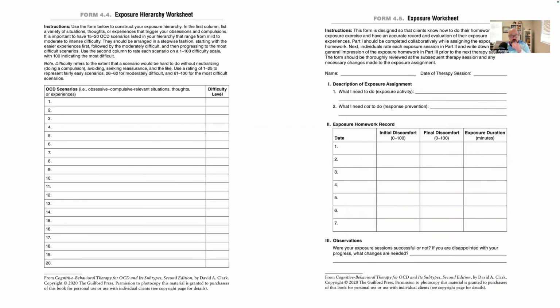Here's what the exposure sheets would look like. I got this out of Cognitive Behavioral Therapy for OCD and its Subtypes by David A. Clark. So, each exposure worksheet: first, on the left here, you'll build an exposure hierarchy with the client, and they can rate their difficulty level, how difficult they believe it to be. And then this way you can look at and start to order the exposures in some rank. And then as the exposure worksheet, we can go in and do an exposure, rate our initial discomfort, our final discomfort, and however long we were in the exposure.